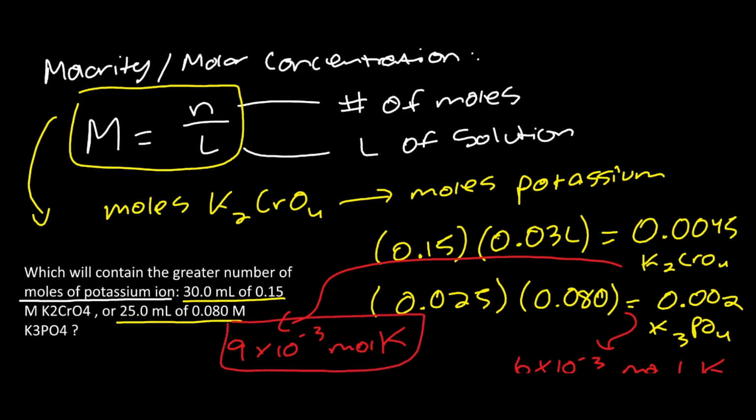So essentially what we did was use the equation m equals number of moles over liters to find moles of our solution, and then from that we used our mole ratio to find our moles of potassium.